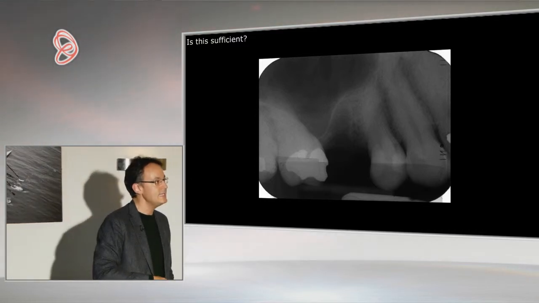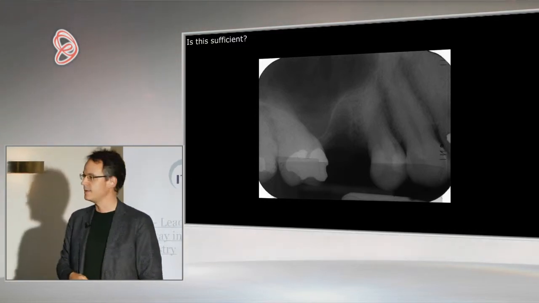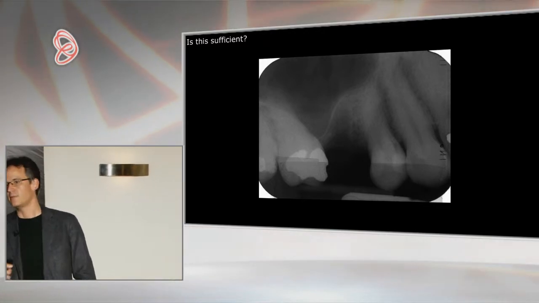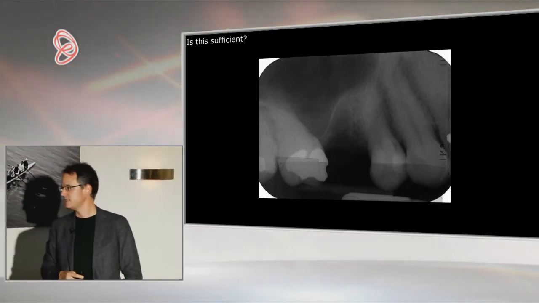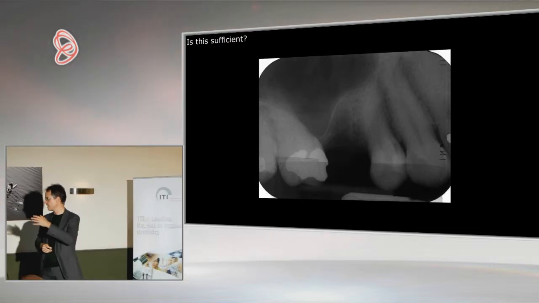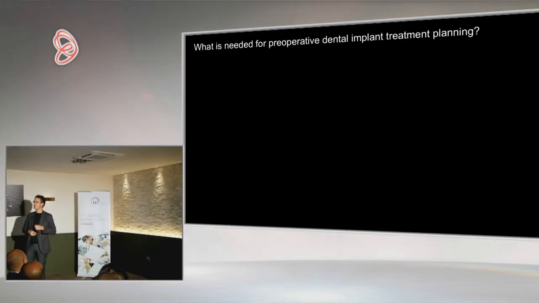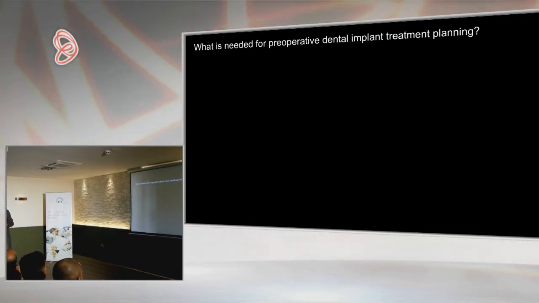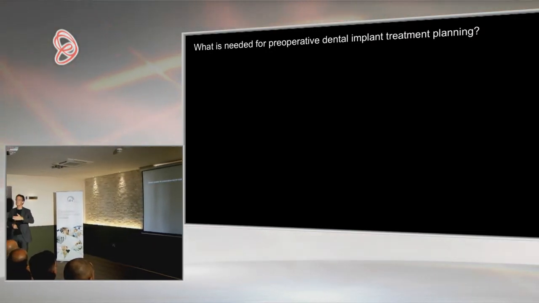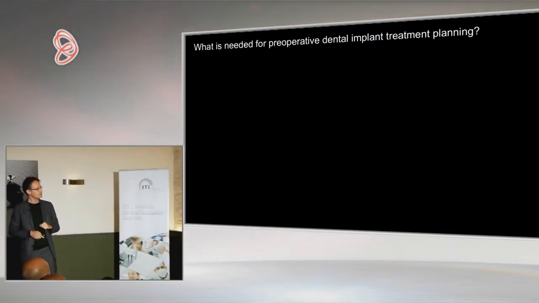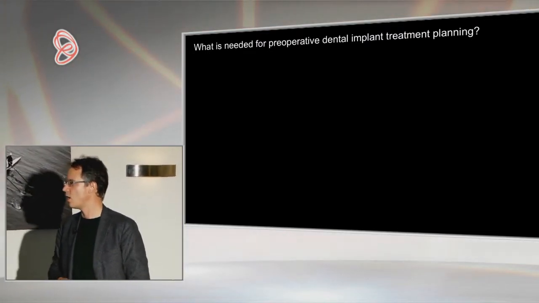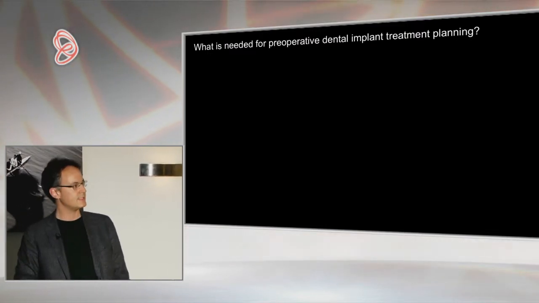Okay, what is needed for preoperative dental implant treatment planning? What do you need? Clearly, you need a comprehensive patient history, medical history, maybe also dental history. You assess periodontal health or pathology or whatever. You go through the initial phase of treatment also. And a thorough clinical examination of the site where you want to place the implant.